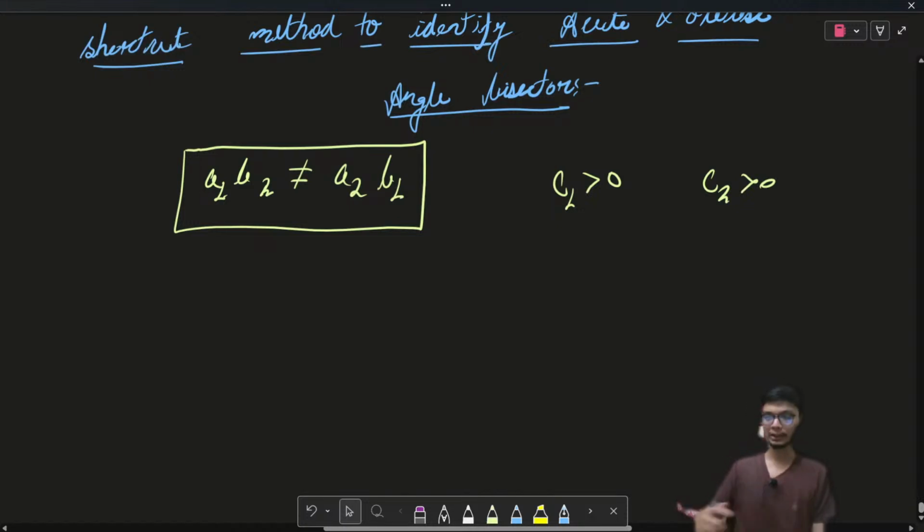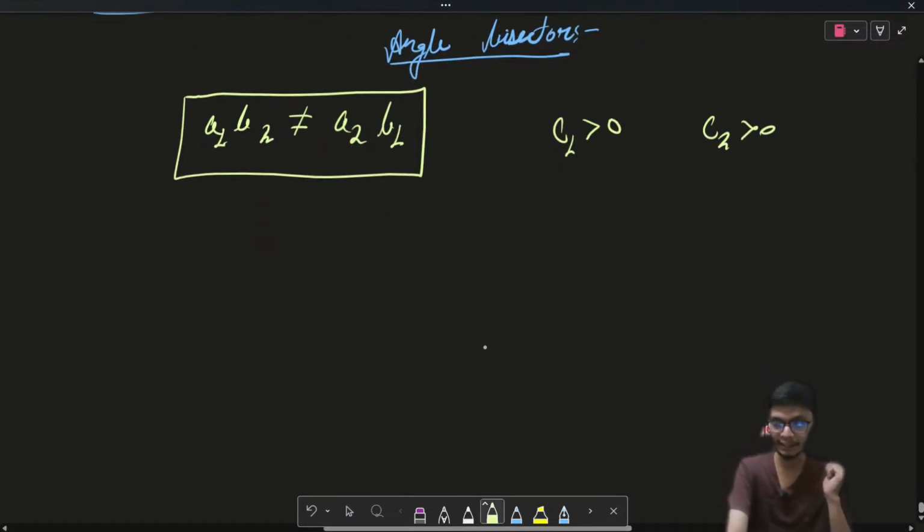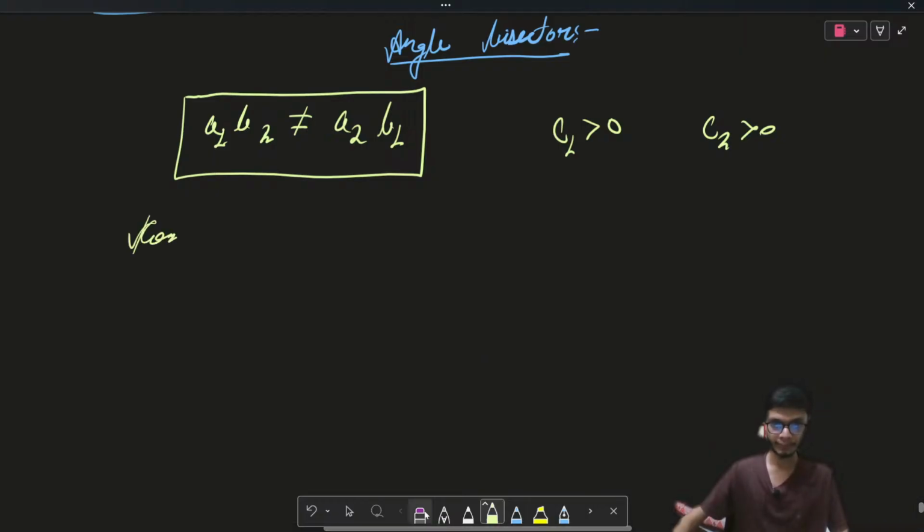If I have this particular thing out here, the conditions that I will check are as follows. So I'm writing over here the conditions.